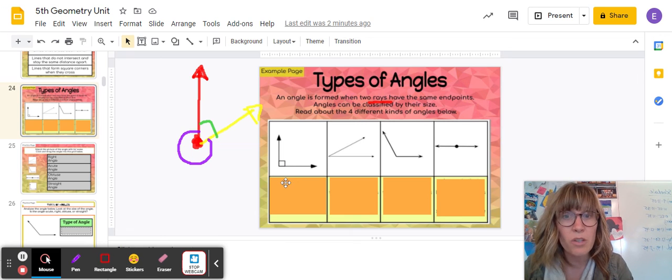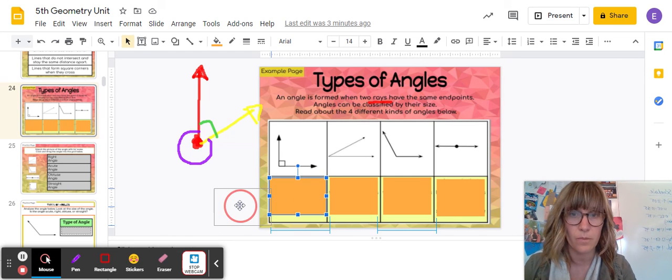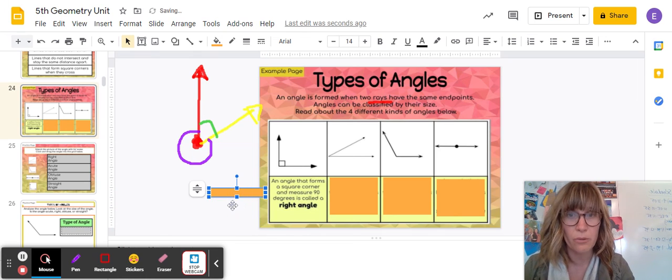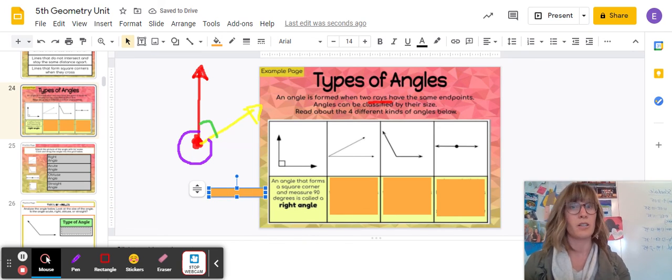So 90 can also be dictated by this little square in the corner. This is the mathematical universal sign for a 90-degree angle. Okay, so we'll move this off. An angle that forms a square corner and measures 90 degrees is called a right angle.